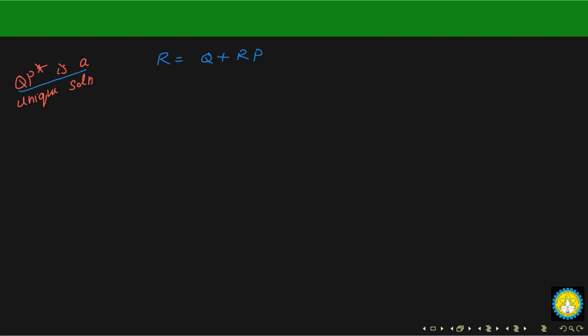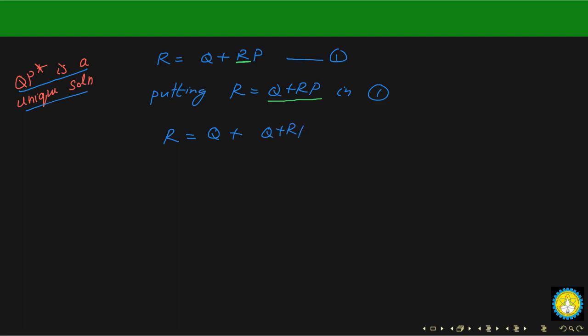Now, to prove that QP star is a unique solution, what we are going to do here is put back the value of R as Q plus RP again in the same equation. Consider this as equation 1, and we are putting R equal to Q plus RP in 1. So here we have an R, and instead of this R, we are going to replace it with Q plus RP.